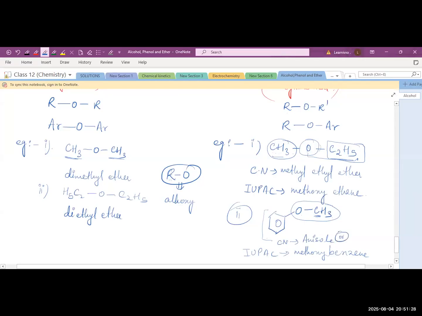Commonly we can call it methyl phenyl ether. This is a methyl group, this is your phenyl group, and for the oxygen between them we use ether. Methyl phenyl ether. Clear?